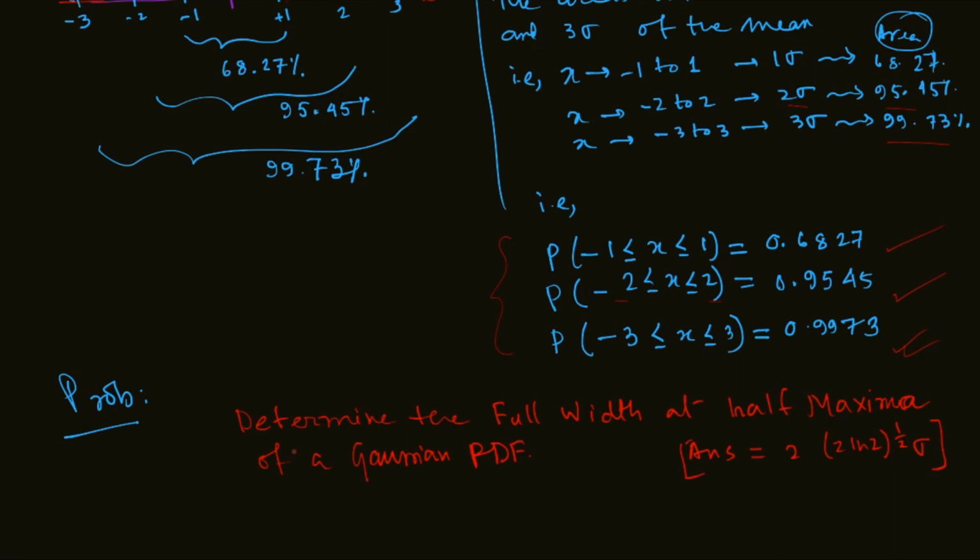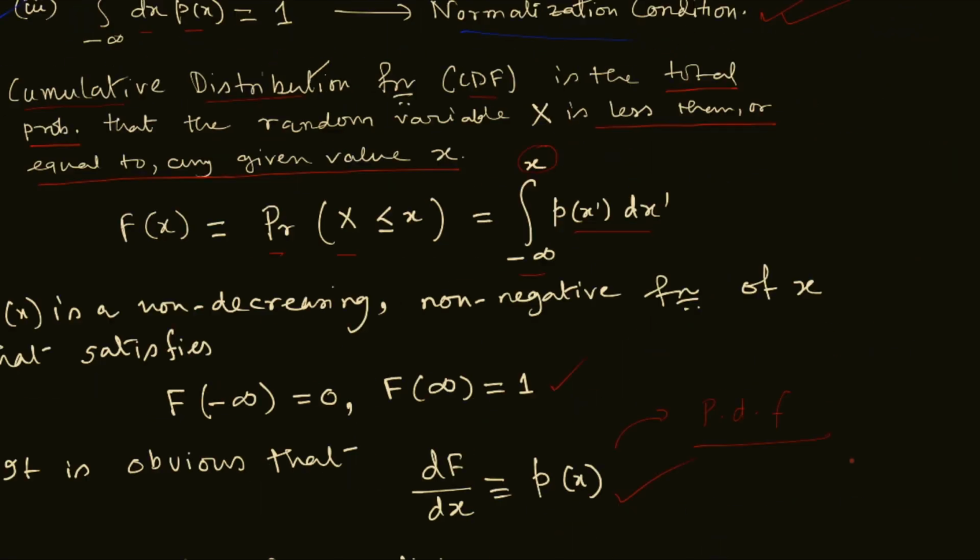In this context I am giving you a problem: determine the full width at half maximum of a Gaussian distribution. You calculate the full width of the Gaussian distribution function at half of the maximum value. This is your home task, and the answer is this.